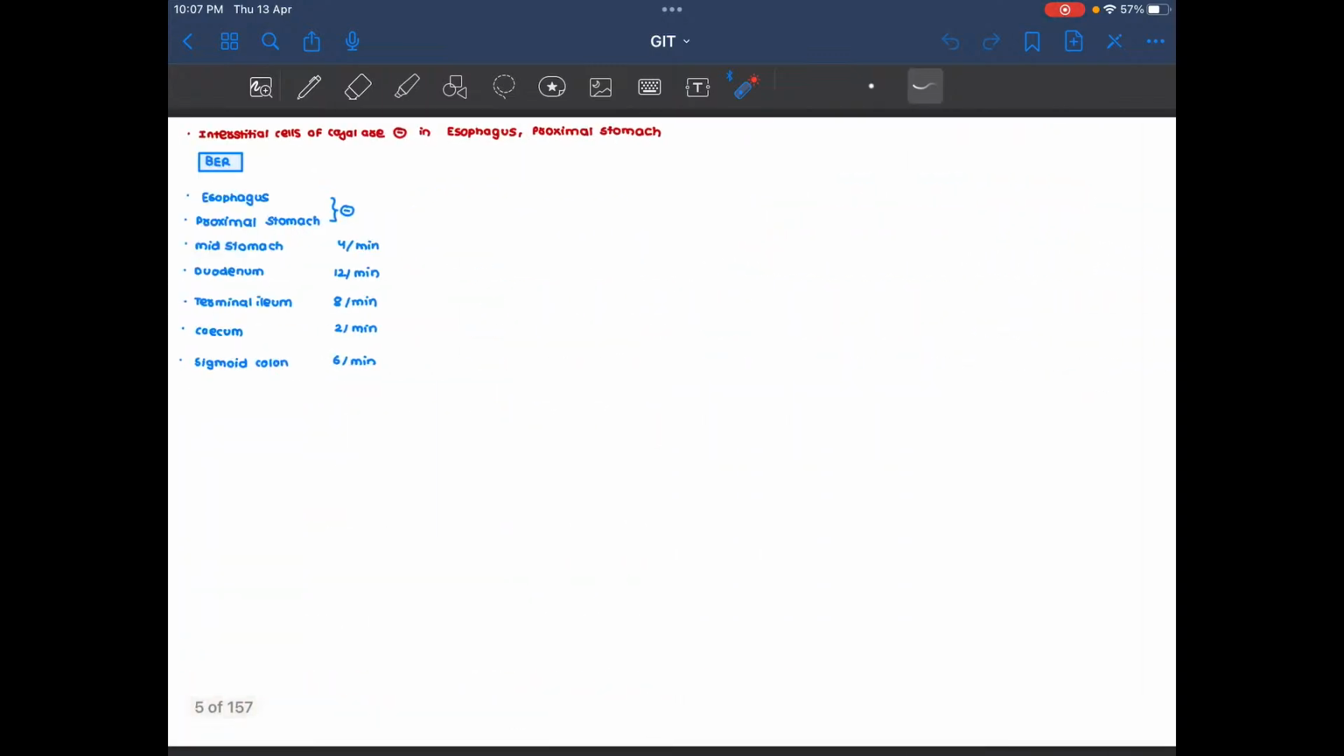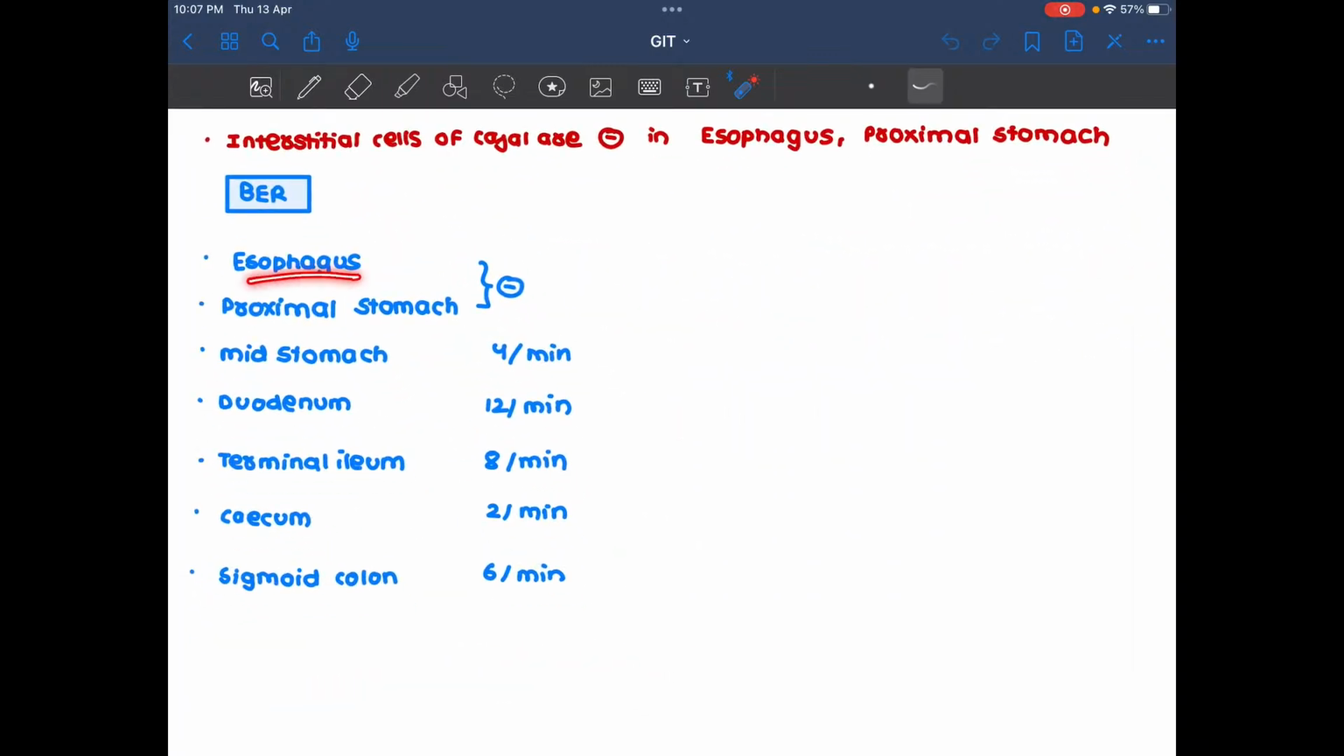So what is that? If you look here, the esophagus and the proximal stomach do not have any basic electrical rhythm. When we talk about the mid stomach, it's 4 per minute. The duodenum is 12 per minute. The terminal ileum, it's 8 per minute. The cecum, it drops down to 2 per minute. And if you look at the sigmoid colon, it again increases to 6 per minute. So these are the basic electrical rhythm.